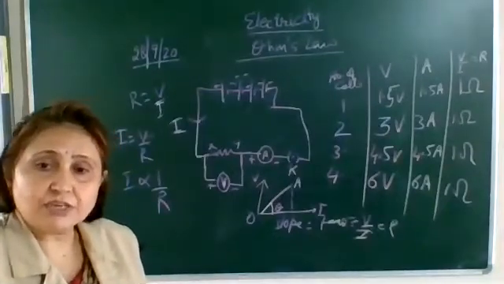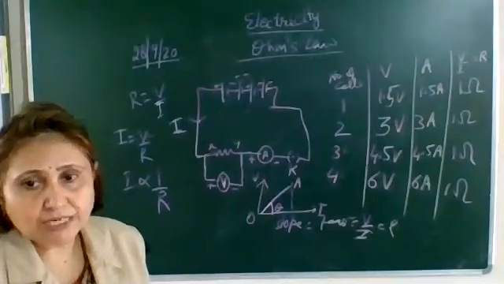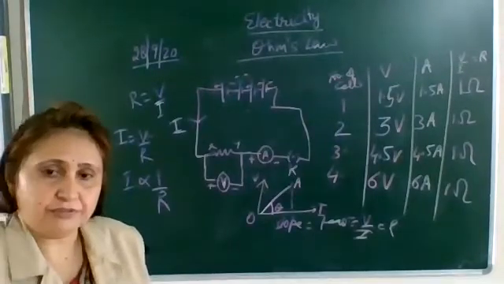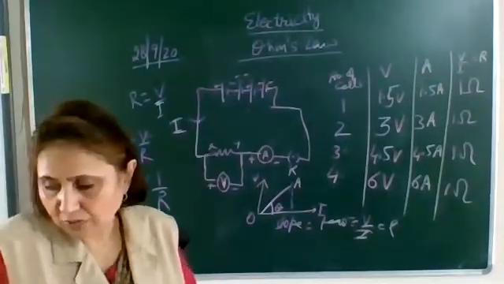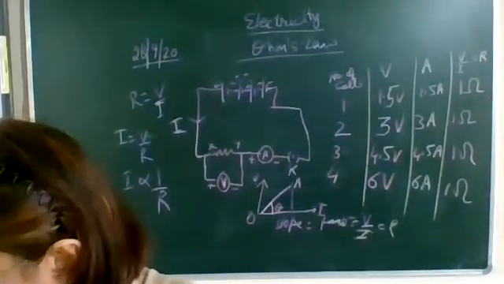So if the resistance of a conductor is doubled, how much will be the current through that conductor? It will be half. It will become 1/2. Okay, next question.